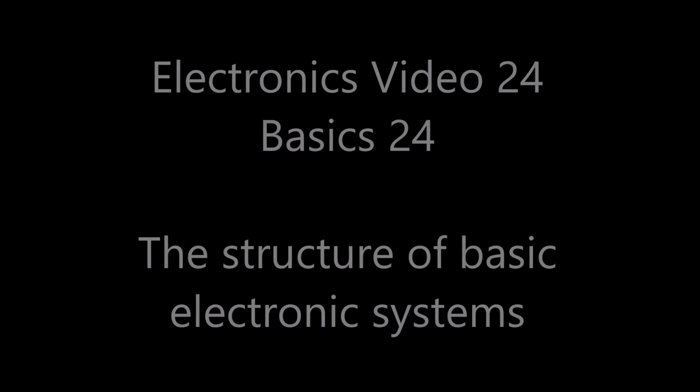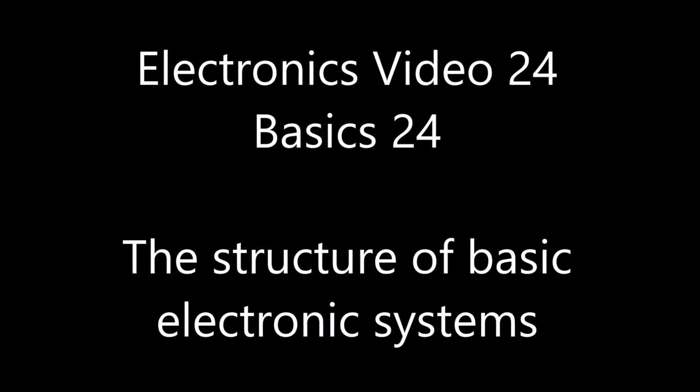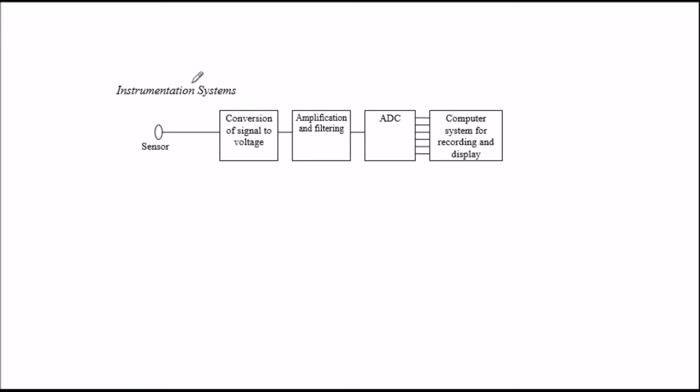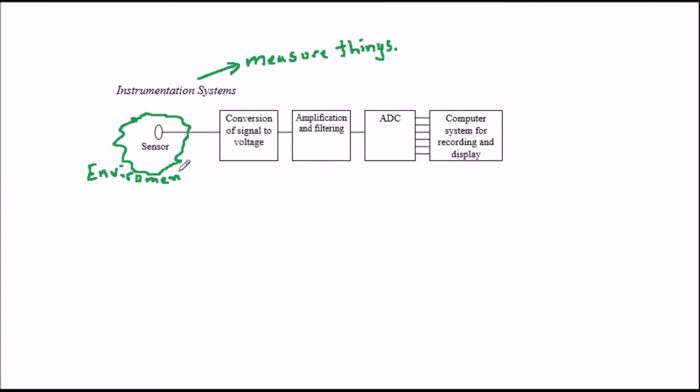Let's look now at three of the most important electronic systems: an instrumentation system, a communications one, and a control system, to see how the building blocks discussed in the last video fit together. Instrumentation systems measure things, for example, temperature, pressure, or light levels.